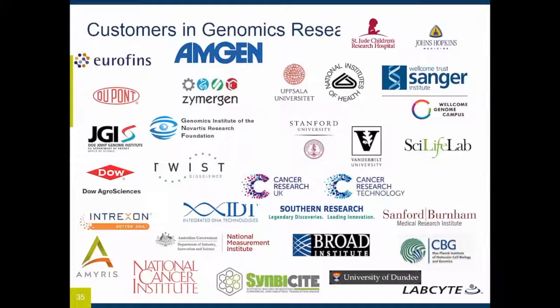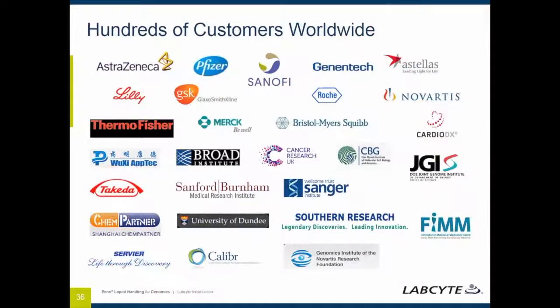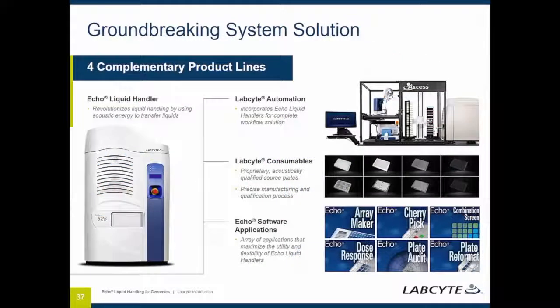Similarly, there are many organizations currently using the Echo liquid handler for genomic research, including academic, industry, and institute labs, with hundreds more customers worldwide for other applications. This is a small snapshot of our family of customers. What makes our products stand out is that they create an offering of complementary product lines, including automation, consumables, and software. And at the center is the Echo liquid handler.